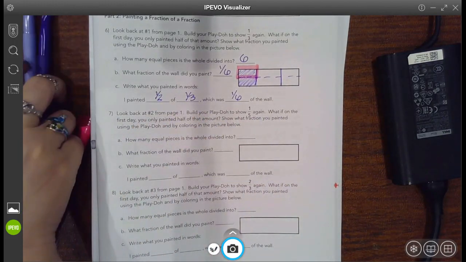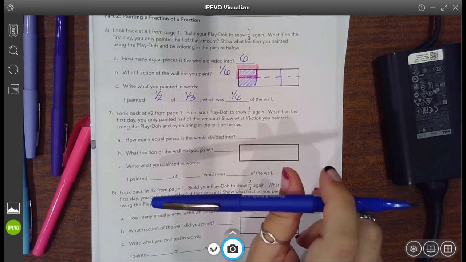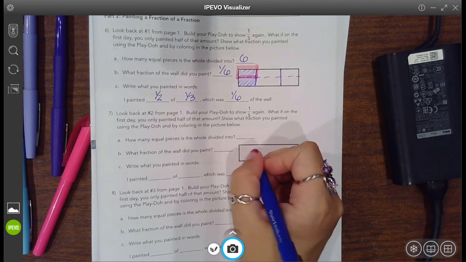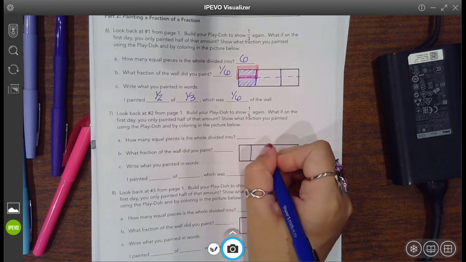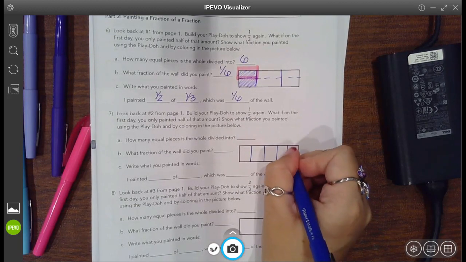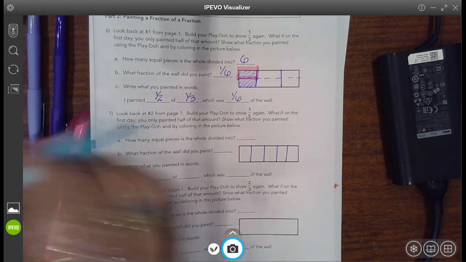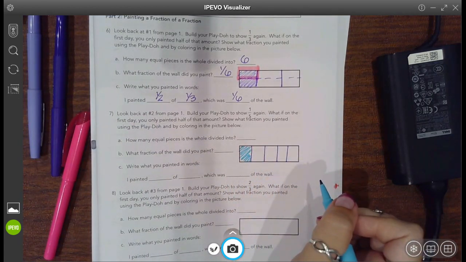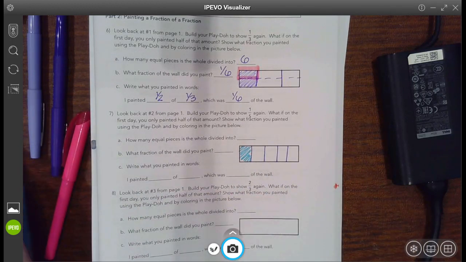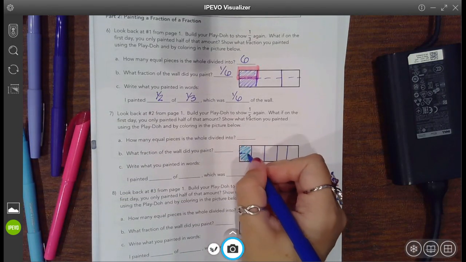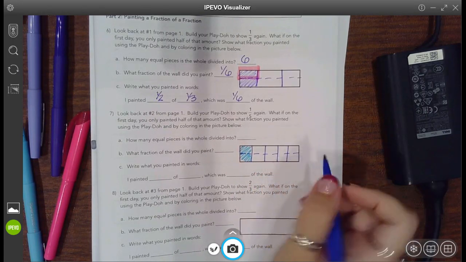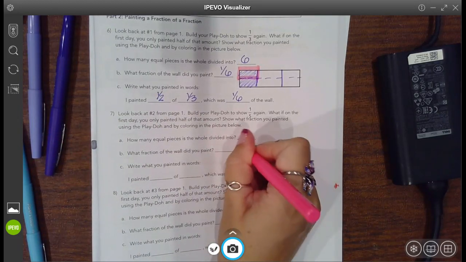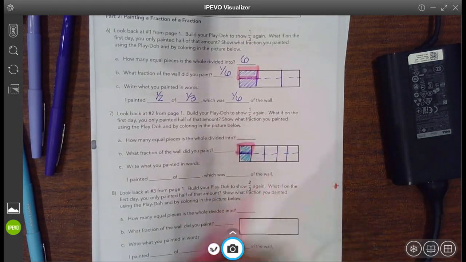Okay, let's visualize another one. So it says, look back at number 2. Number 2 was you were starting with 1/5 on the other page. So let's draw 5 pieces. 1, 2, 3, 4, 5. Okay, and your goal is to have 1/5 of the wall painted. But that first day you just didn't have that much time, so you only did half of the amount that you're supposed to. So then that means, okay, after the end of the first day, how much of the whole wall did you actually paint?